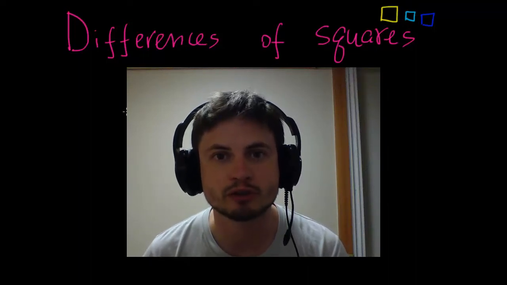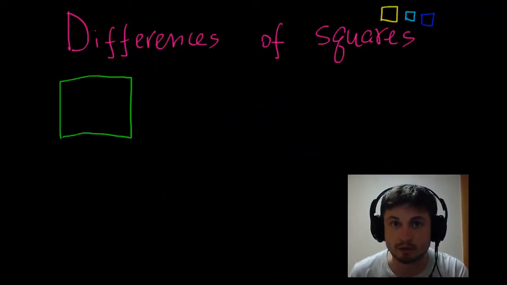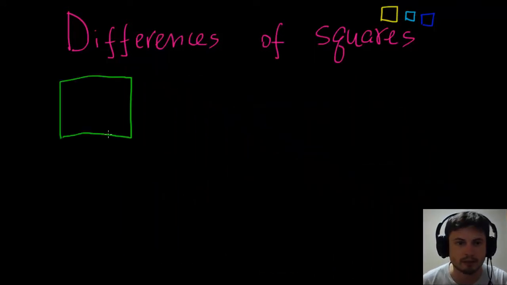Today we'll be talking about differences of squares. Differences of what? Well, let me explain to you visually. You take one square and then you put another square inside of it, and what you do is you cut the square out. And what do you get? You get differences of squares.